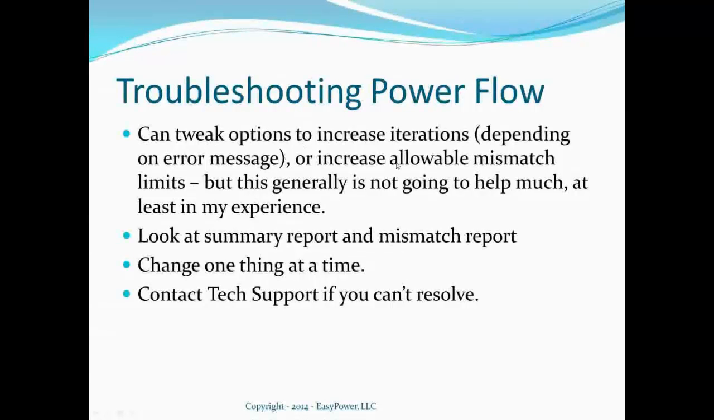There are some changes you can make in the number of iterations. If it's reached its maximum iterations, you can increase those. You can increase the allowable mismatch, but in my experience, that's usually not going to help once it fails. Look at the summary report and the mismatch report. That can help you narrow things down a little bit. It's important to change really only one thing at a time so you can keep track of what's going on.